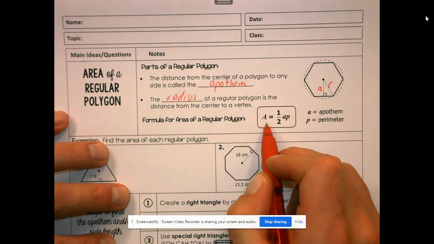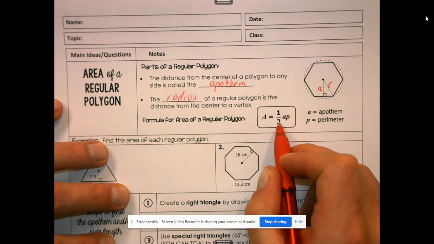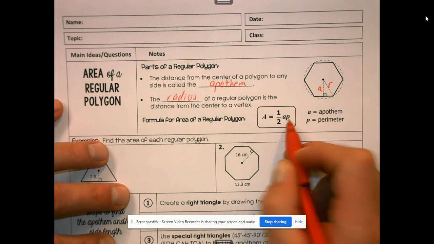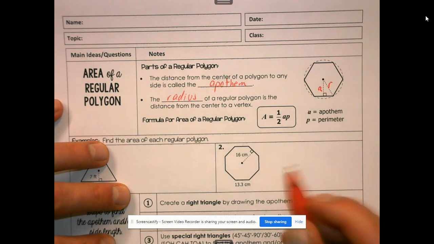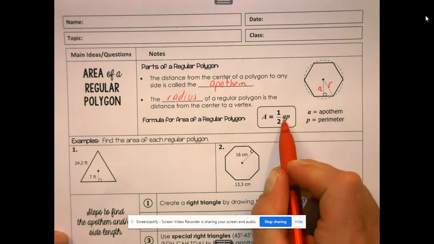And then your formula to find the area, it's 1/2 times the apothem times the perimeter. And remember, guys, your perimeter is all your sides added up for any polygon. So two pieces you need, apothem and perimeter.